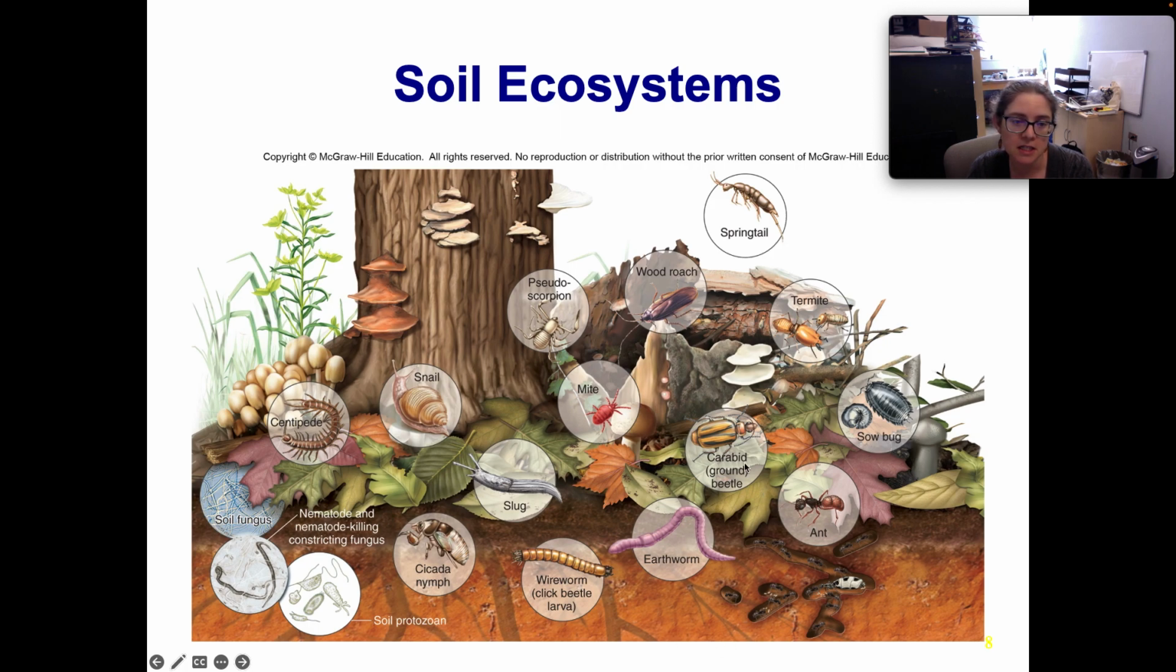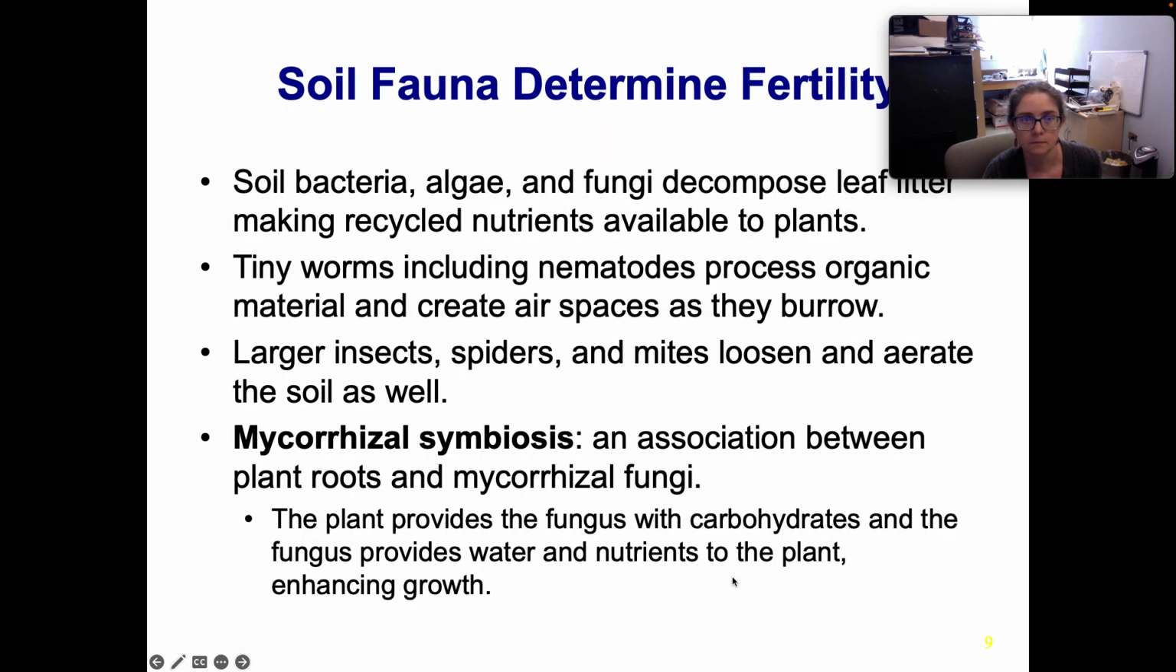But you can see there's lots of other types of organisms. There's soil fungus, there's nematodes and nematode-killing fungi. There are protozoans, all kinds of different things live in these soil ecosystems, and these help with nutrient cycling, and some of them also help the plants take up nutrients. So, soil fauna determine fertility.